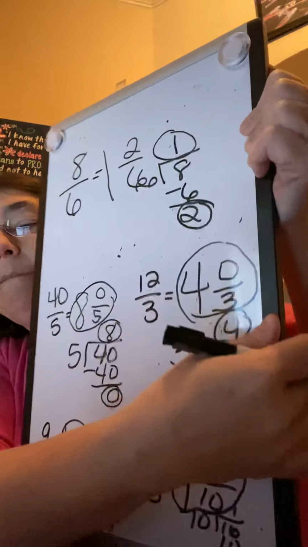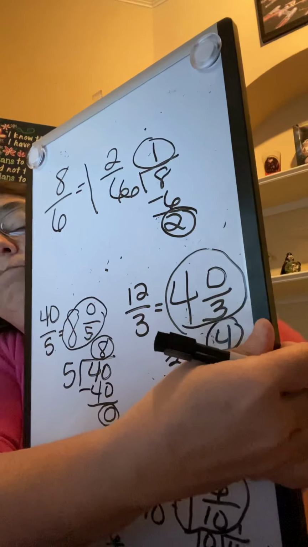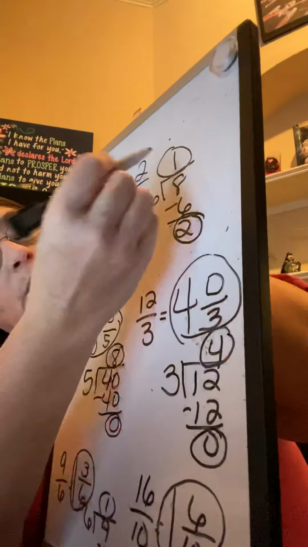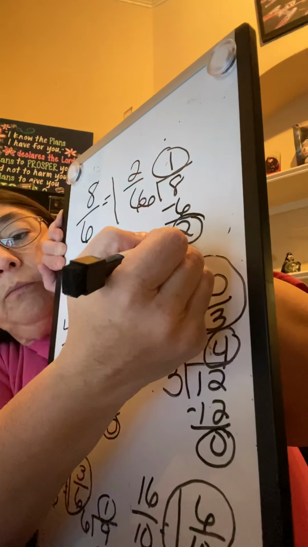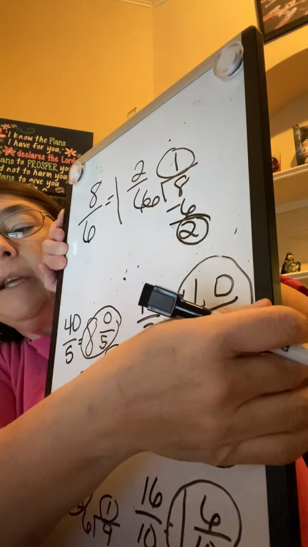So we just divide. And the top number is the whole number. The remainder is the numerator. And the denominator stays the same. Oh, I get it. Okay.